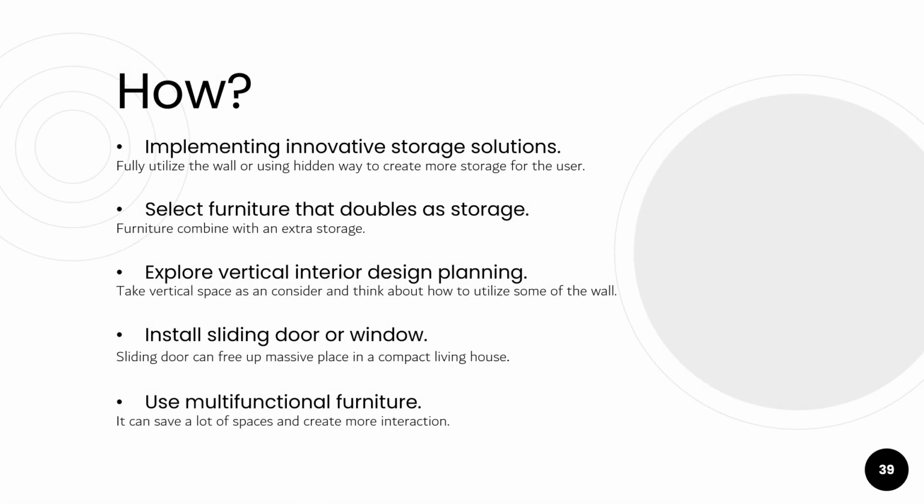But how do we achieve comfortable compact living? First is implementing innovative storage solutions. Second is selecting furniture that doubles as storage. Third is that designers can explore vertical interior design planning. Fourth is sliding doors and windows. And the last one is choosing multifunctional furniture.